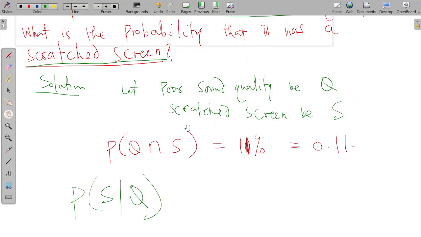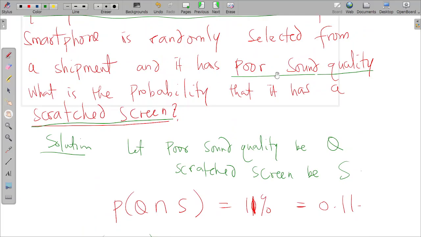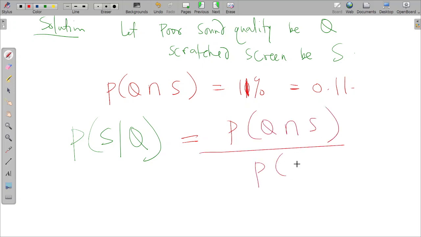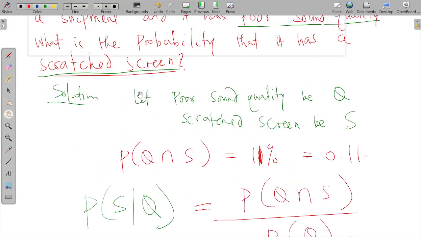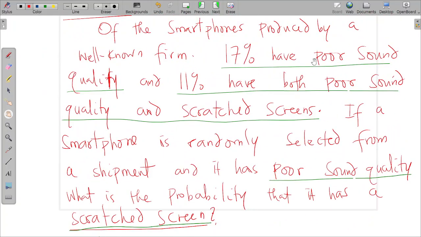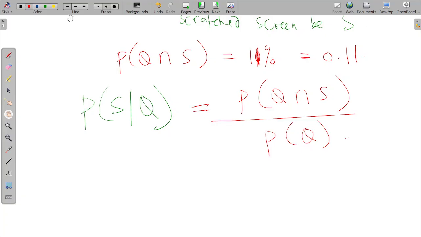You must be able to know which one we are looking for. It has poor sound quality. What is the probability that it has scratch screen? So that's why it is S given Q. And what is the formula for that? The formula for that is probability of Q intersect S over probability of Q. It's very important you know what is given and you know how to write your conditional probability. Okay, so 70% have poor sound quality. So that means probability of Q is 0.7.